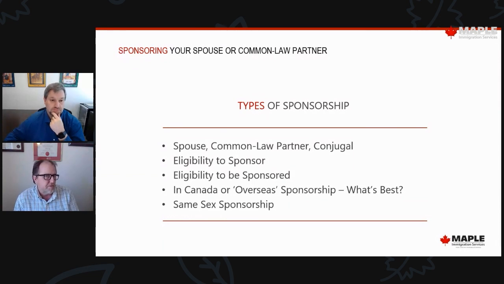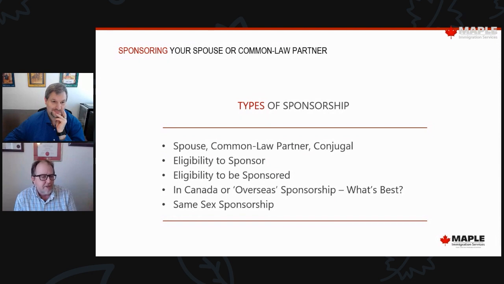So they want you to be able to be together in the same place. The other thing about an in Canada sponsorship is that it means in Canada. It means that if you're applying from within Canada, you're expected to stay in Canada until your application is finalized. They don't want you going out, because when you leave Canada, you could jeopardize that application. So those are the advantages.